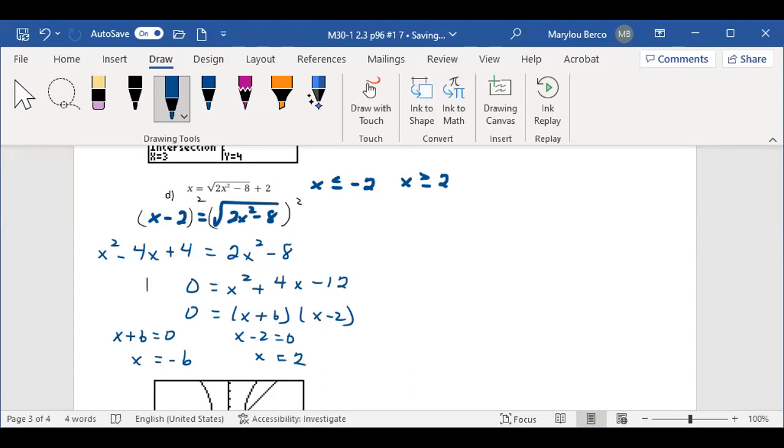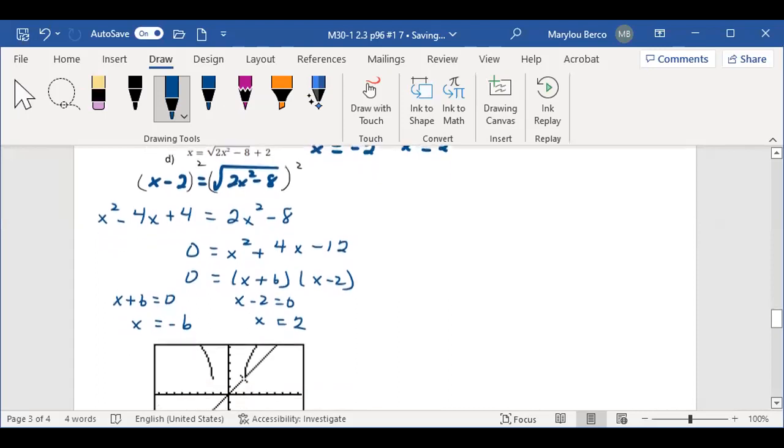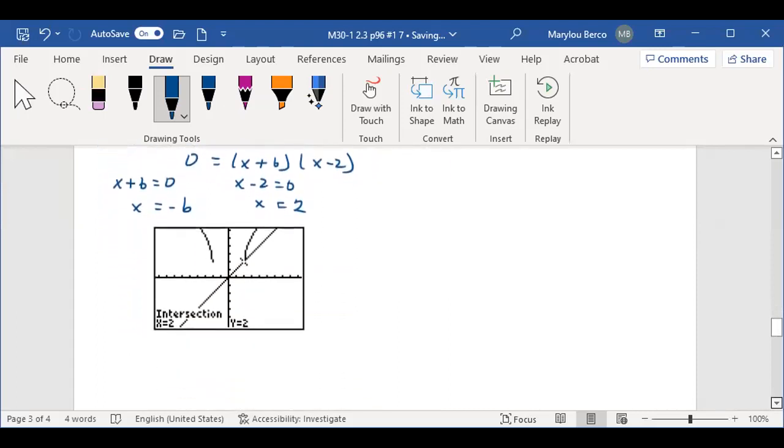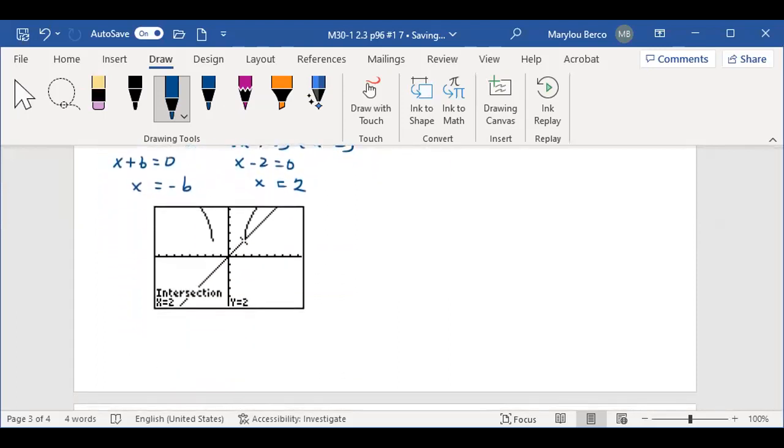And if we take a look at our graph, the solution is x equals 2. X equals negative 6 is an extraneous root. I'll just put this here, and x equals 2 is the solution.